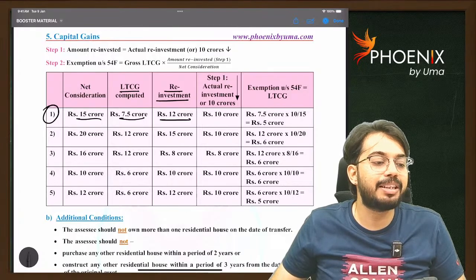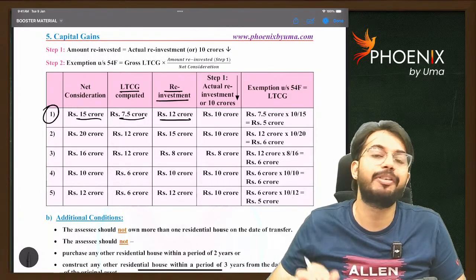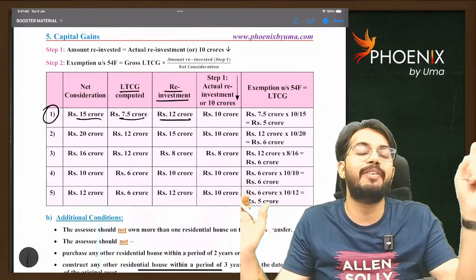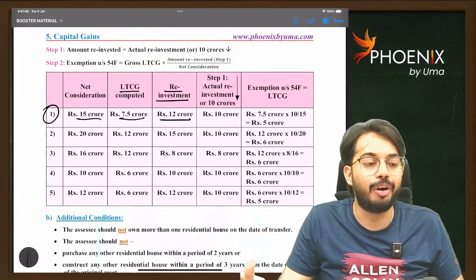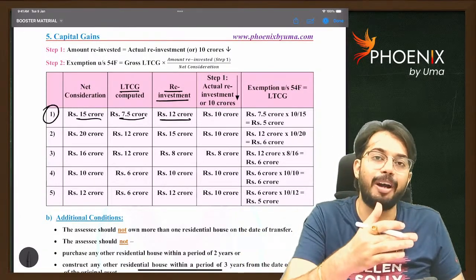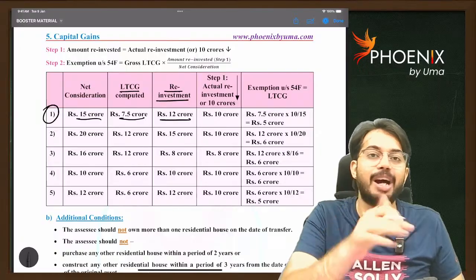Sir, can we claim exemption for 2 houses under 54F? Not possible. That benefit is available only under section 54. Actually, I have to tell this point. I will tell at the last. Meanwhile, you asked me that.